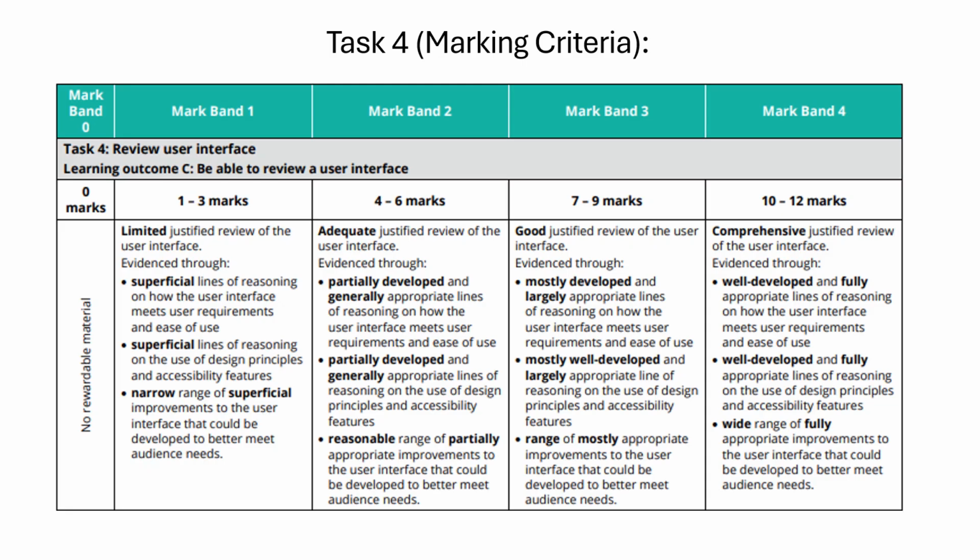Task 4, again, is up to 12 marks. For this task, what you are doing is applying lines of reasoning on how the user interface meets the user requirements and ease of use. So you're explaining everything you've done, all the design principles, how it meets the user requirements and how the screens are easy to use. You're referencing things like accessibility features and design principles, and then finally you're identifying further areas of development to the user interface as well.